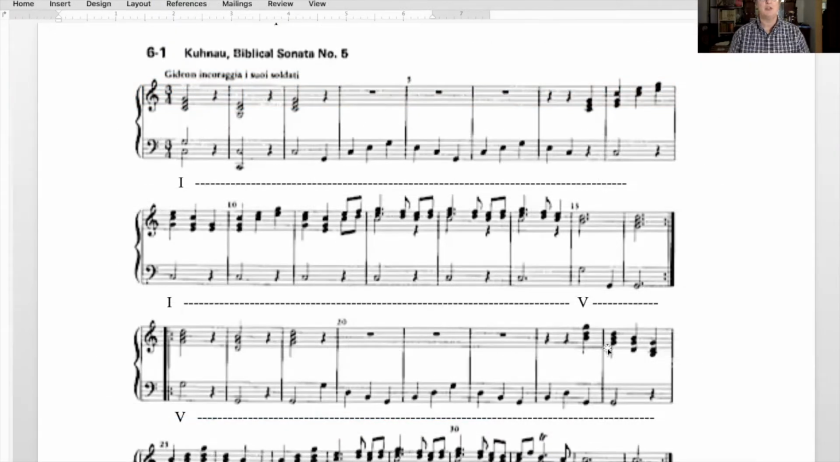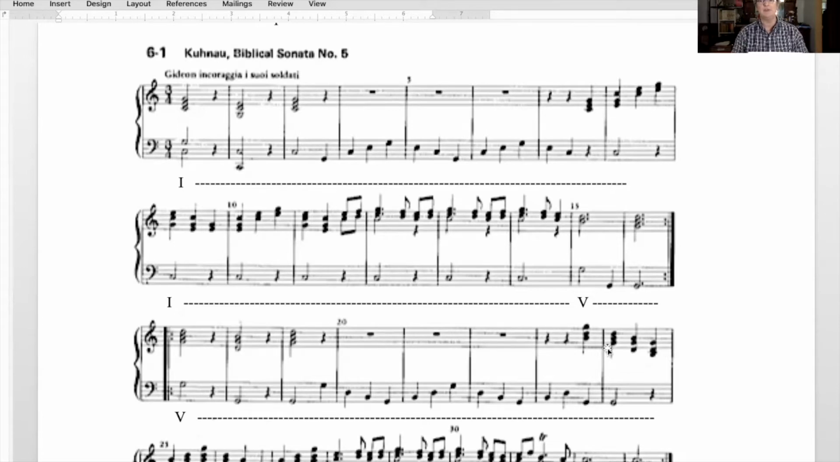This is a piece by Kunau, and I apologize that the image is a little bit blurry. I think I didn't scan it at quite the right number of dots per inch. This is a piece that's in C major, and it's a rather lengthy segment. It's 33 measures long, and throughout the piece it uses only C major and G major chords. Studying this piece will help us understand some of the possible functions of these two harmonies.